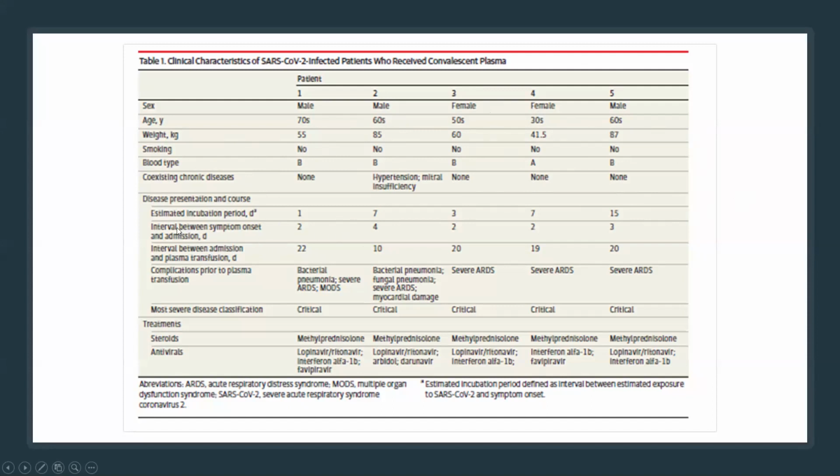This is the interval between symptom onset and admission, number of days, and then this is the interval between admission and plasma transfusion. So most of them got it many days out. They'd already been treated with steroids and antivirals and still clinically were not improving and in critical condition. And that's the time frame of when they were given their convalescent plasma. So is this something that would be beneficial early on? I'm not sure, but this is when they were given it, these patients.